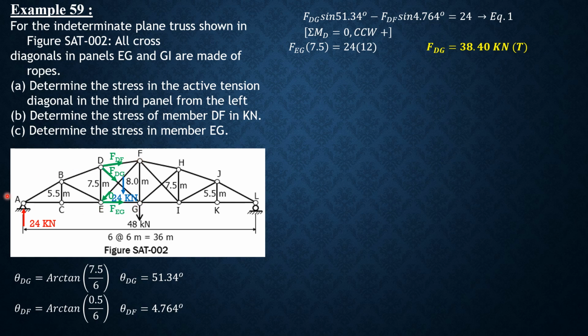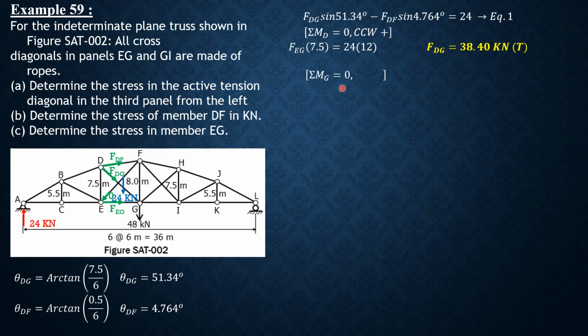Then we sum up moments about that point, but because it is a tedious job to do, we first solve for FDF by summing up moment about G because DG and EG meet at G. So considering the section in this panel, we sum up moment about G. FDF is inclined, but by principle of transmissibility, let's move it at F. There are two components, horizontal and vertical. The vertical component passes through G, so don't mind it, only the horizontal component.